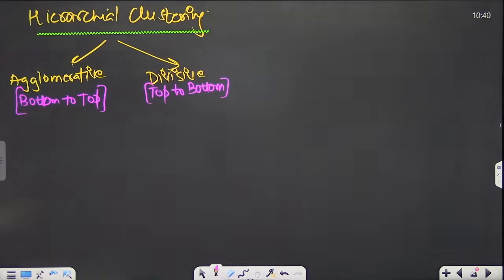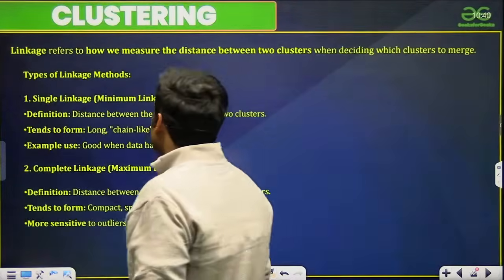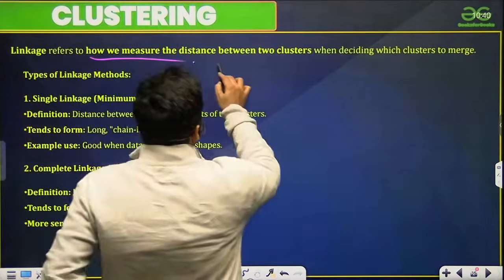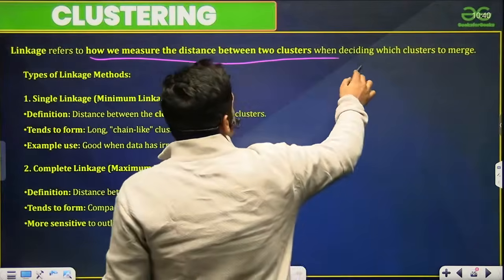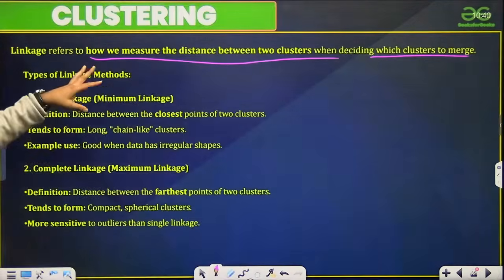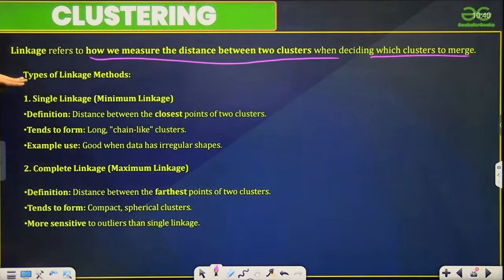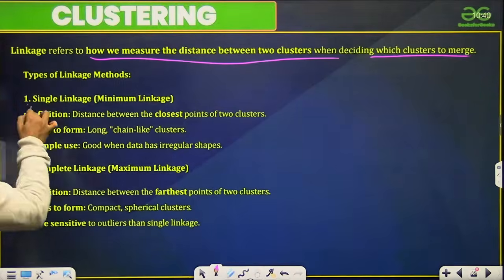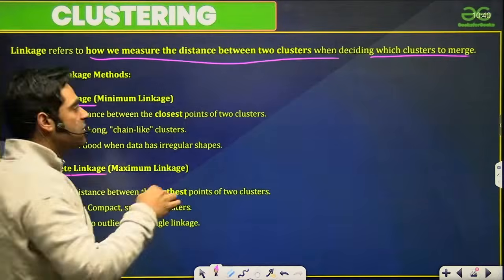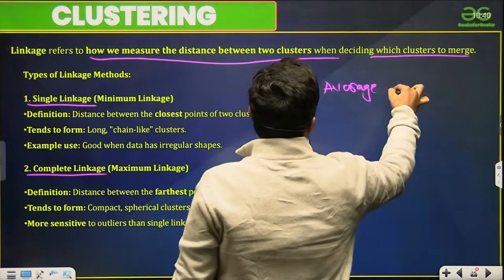Okay, now here an important thing comes, that is linkage. What is linkage? It is how we measure the distance between two clusters when deciding which clusters to merge. So just wait for a question, and the definition and the fundamentals of linkage will become clear. We have two types of linkage: the first one is single linkage and the second is complete linkage. And one more type of linkage we'll study, that is average linkage.